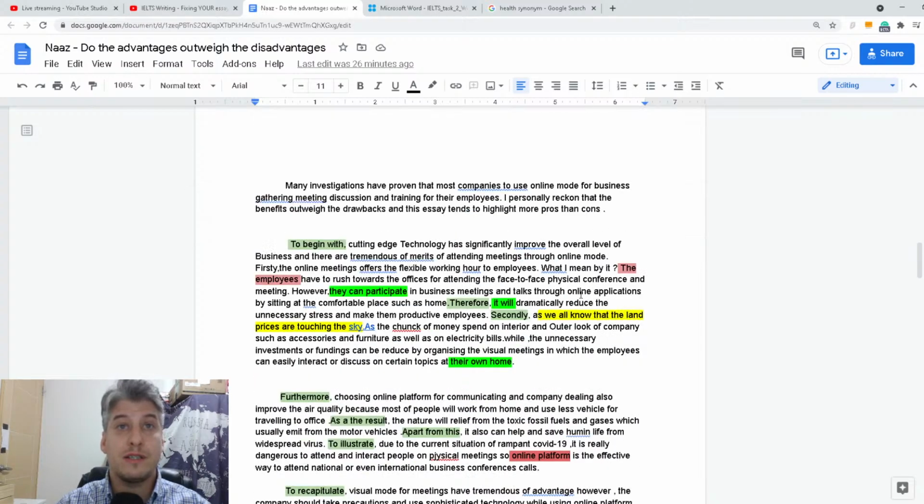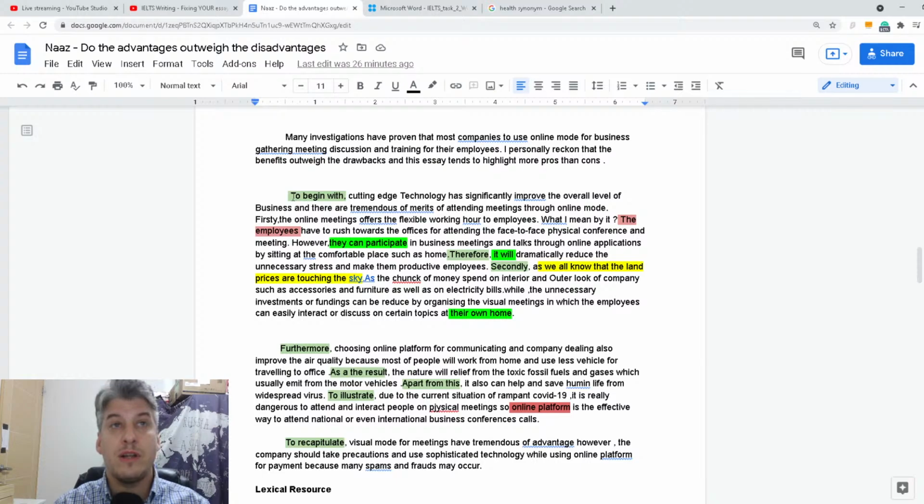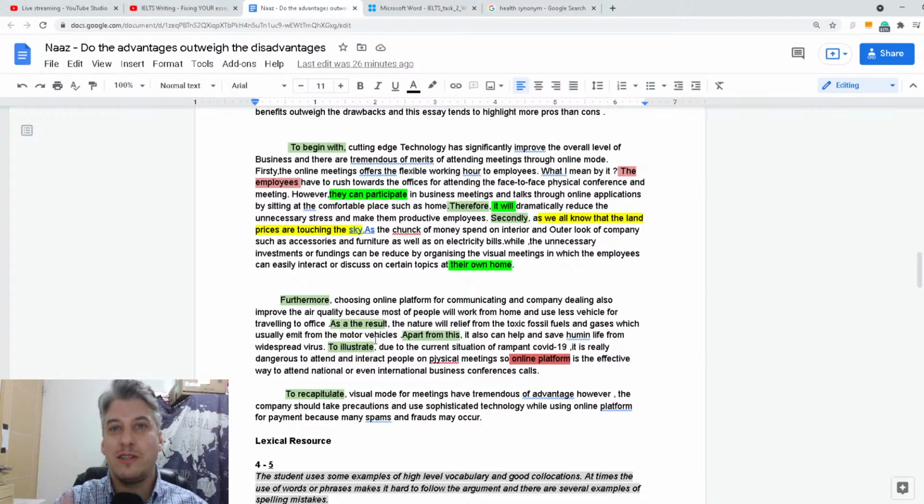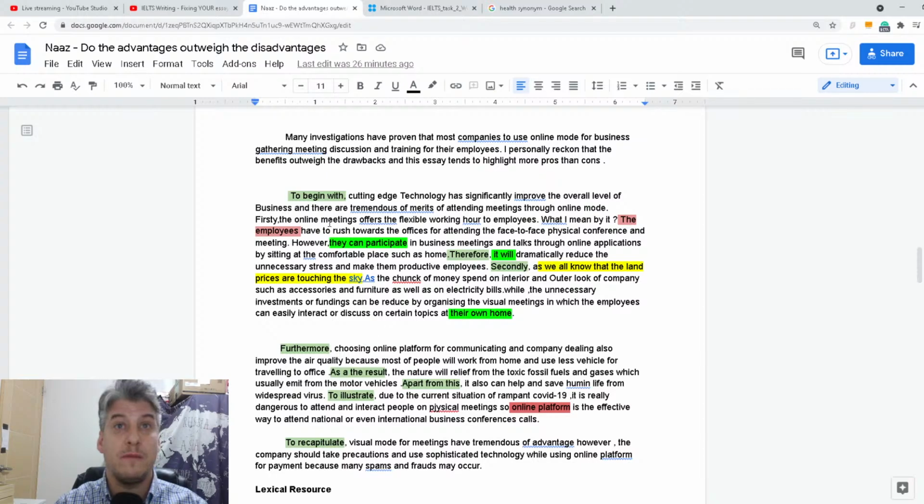So I've just gone through and highlighted some of the good stuff and perhaps some things that could be improved. So you notice words like to begin with, therefore, secondly, furthermore, as a result, apart from this, to illustrate, to recapitulate. I'm very proud of Naz for that one. So these are good linking words, connectives, discourse markers, these kind of words we need to use. And for what I can see, Naz didn't repeat any of them. So that's a really good sign. That's a good thing to do. It makes it easy for the reader to follow along.